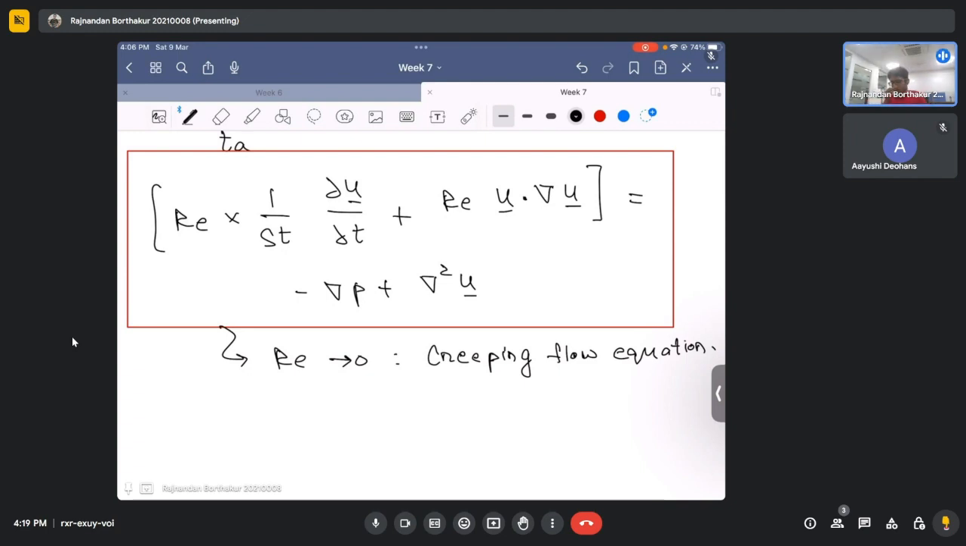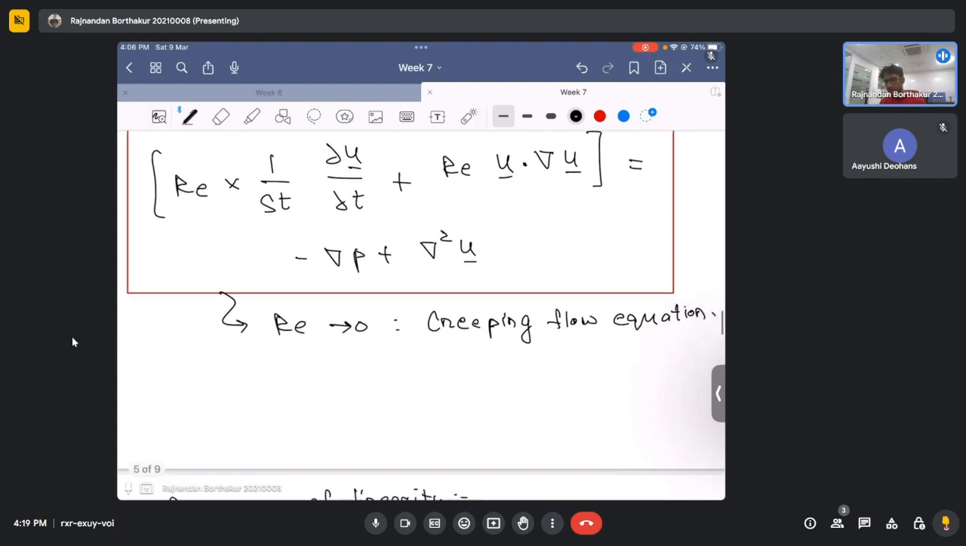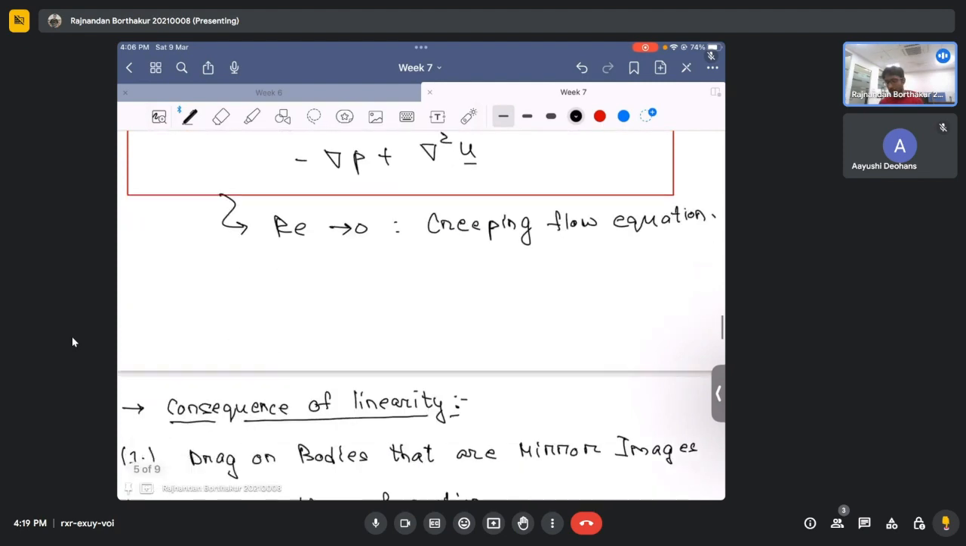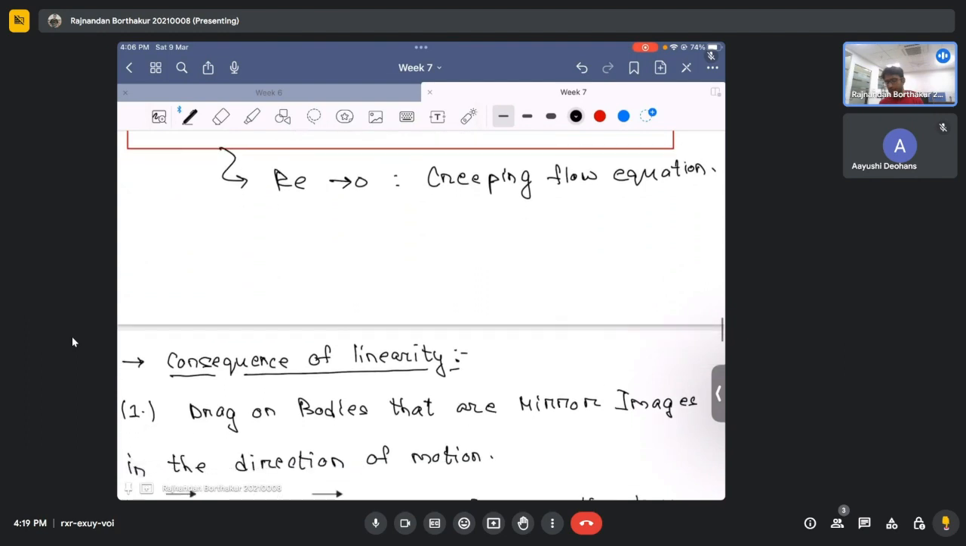Right. So, if you have any doubts, you can ask me, or else we will now see one important aspect of creeping flow equations: the consequence of linearity, as you have rightly pointed out, into some interesting examples, which otherwise can't be inferred if we have the inertia term in the momentum equations.